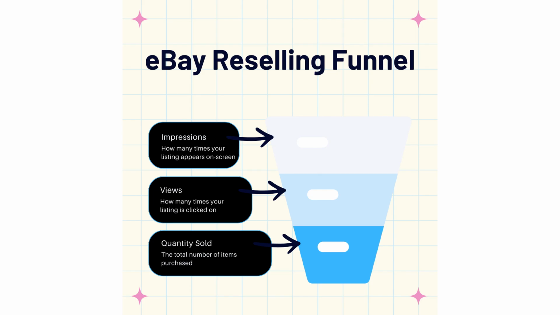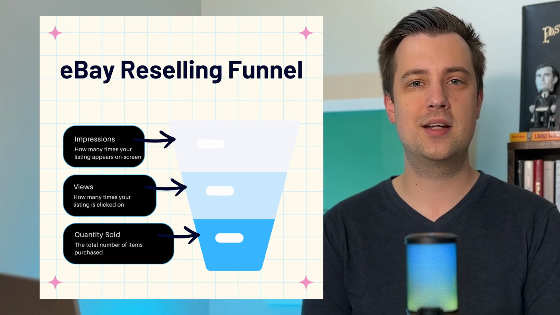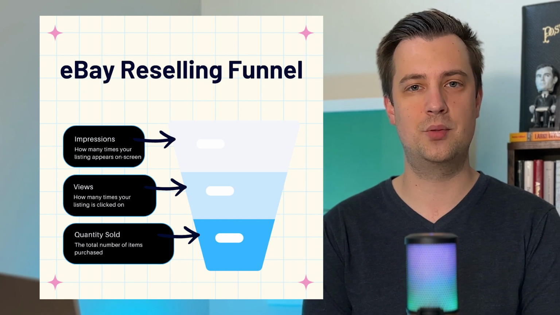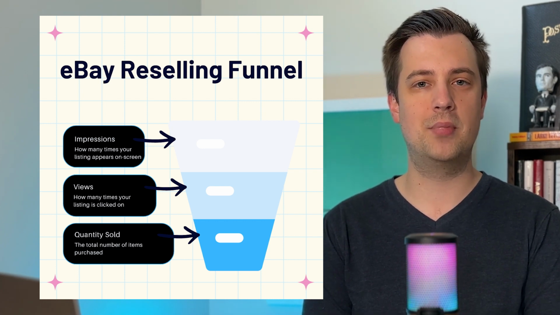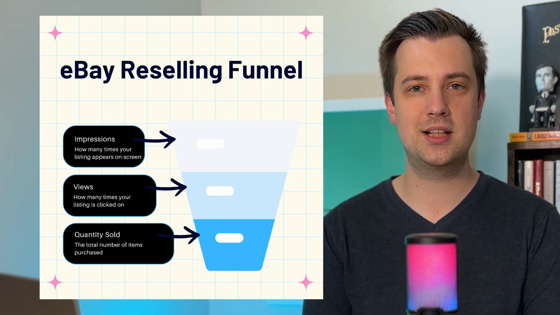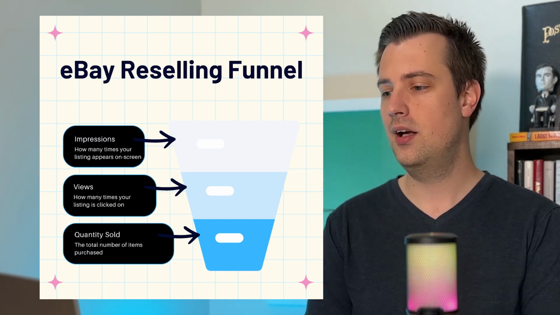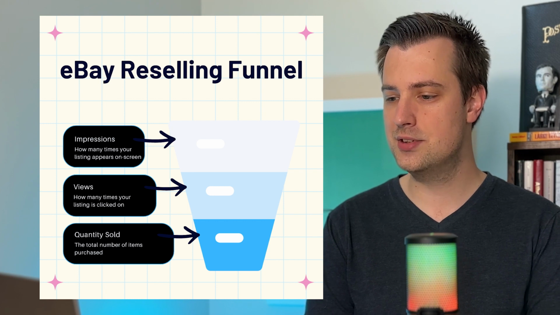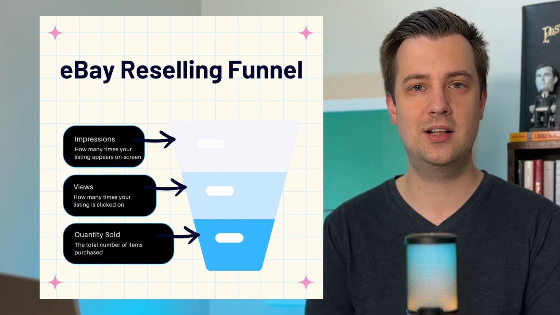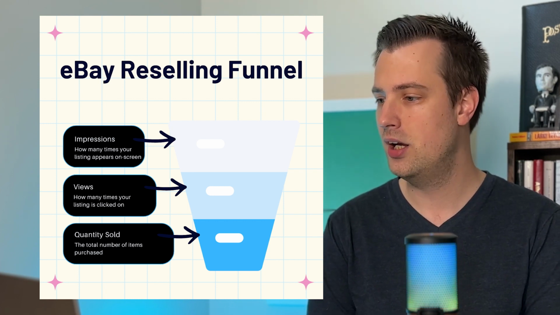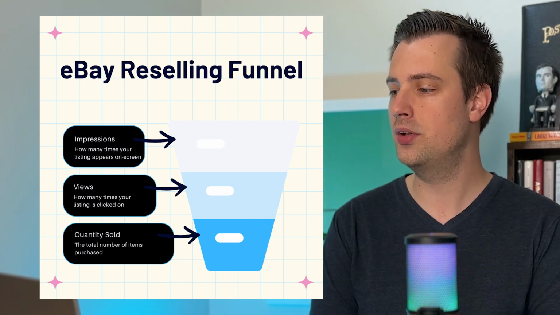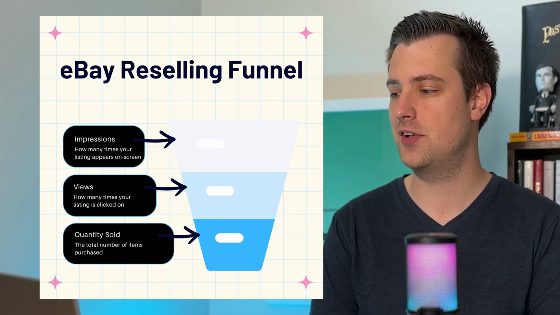Impressions is at the very top. That's a measure of how many times your listing is shown across eBay. That doesn't necessarily correlate to how many times someone sees your listing. It could be at the bottom of the screen and a buyer never sees it. It's just how many times your listing appears on someone's screen. The metric right underneath that is views. That's how many times your listing is clicked on and visited by a potential buyer. And quantity sold is the total number of items that you sold over a specific period of time.